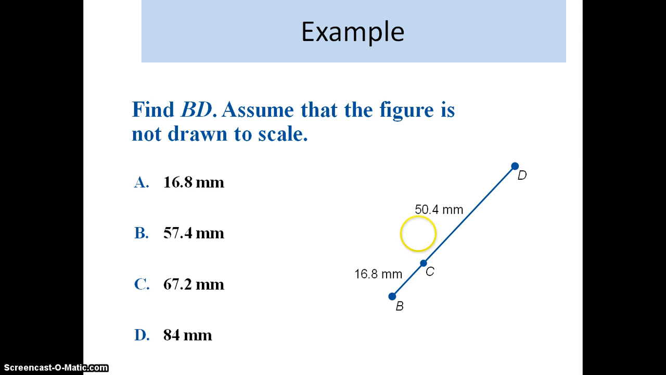So go ahead and try this example. Find BD. Well, to find the length of the whole segment, you have to add together the two smaller segments. So 16.8 millimeters plus 50.4 millimeters is 67.2 millimeters.